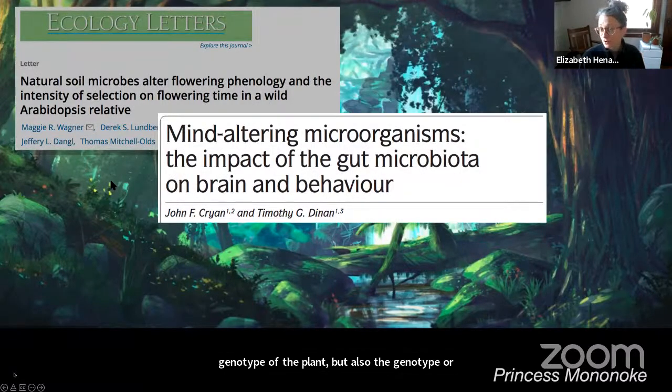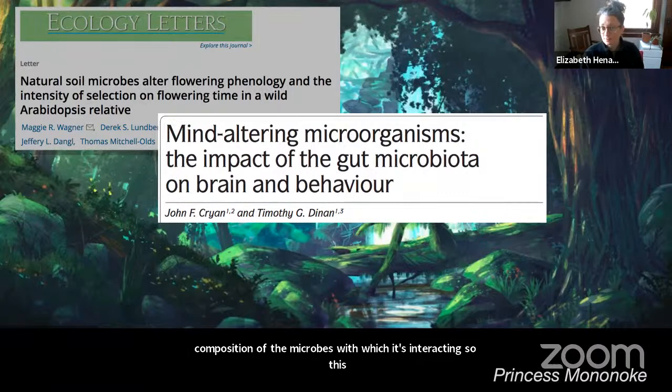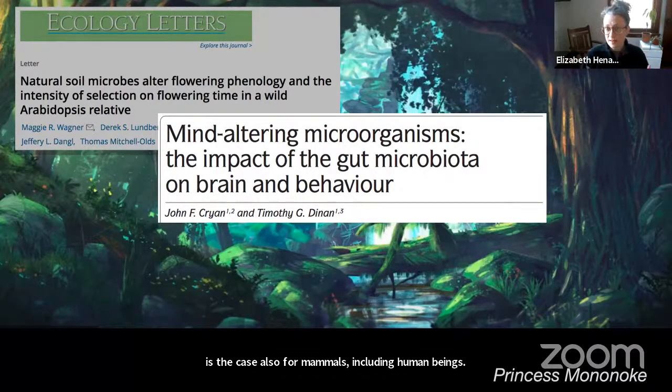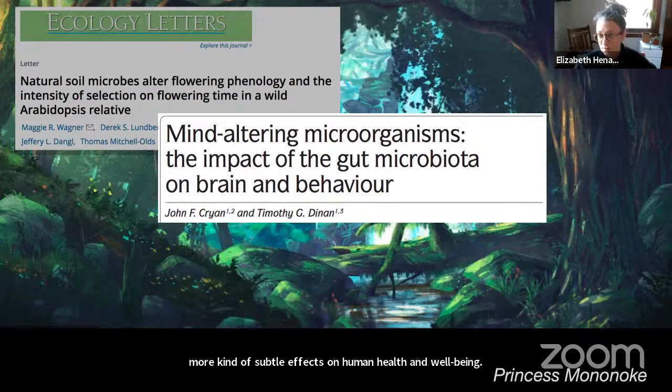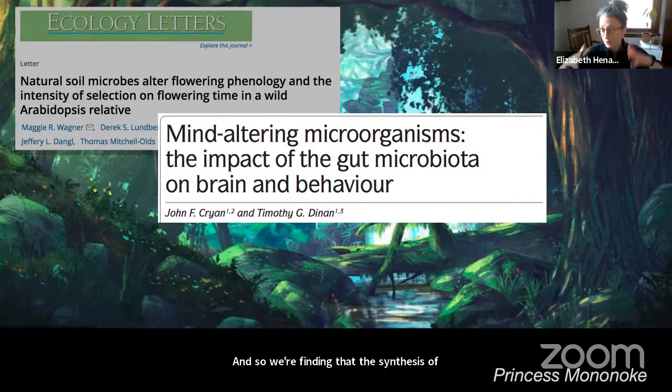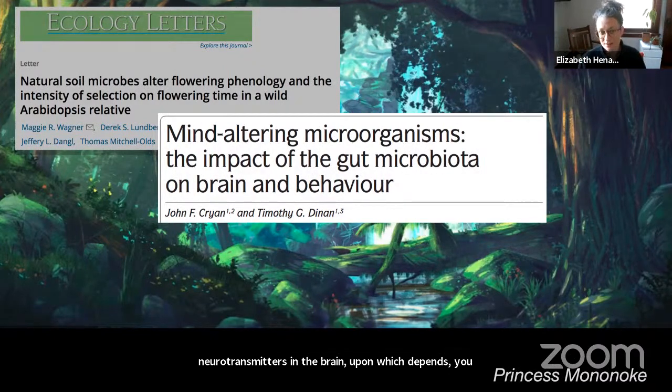So this is the case also for mammals, including human beings. We're getting really comfortable with the idea that the gut microbiome, for example, is really important for human health. But also those interactions can have much more subtle effects on human health and well-being. And so we're finding that the synthesis of neurotransmitters in the brain, upon which depends proper brain function and mood, etc., are impacted by these gut microbiomes.